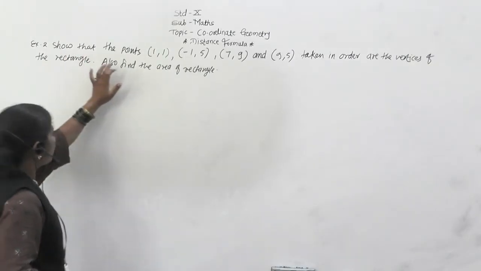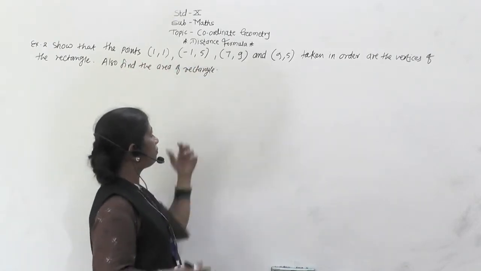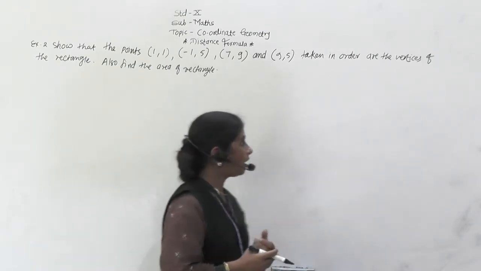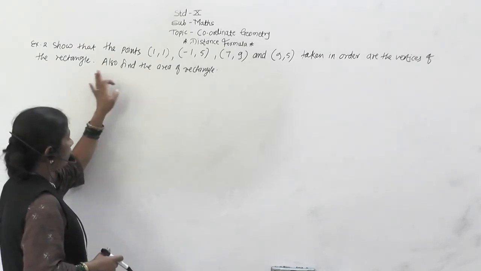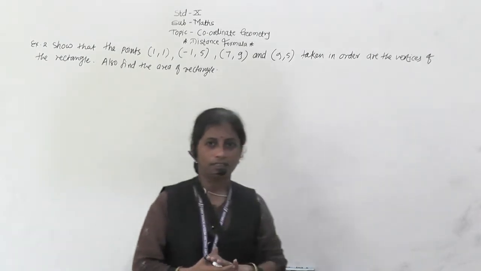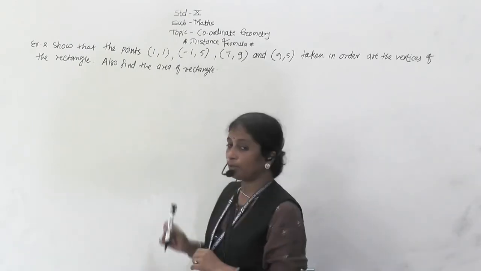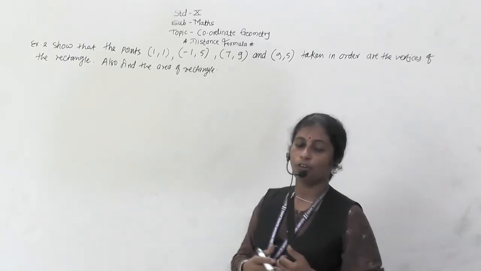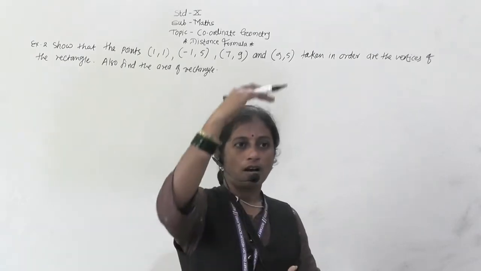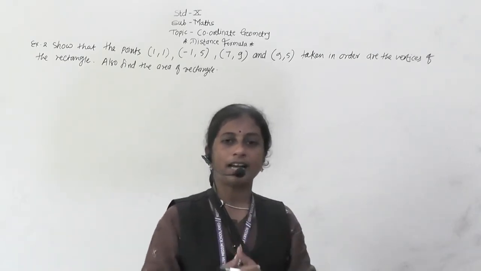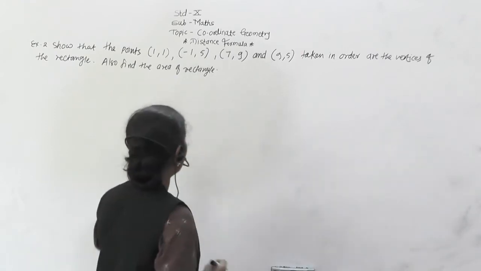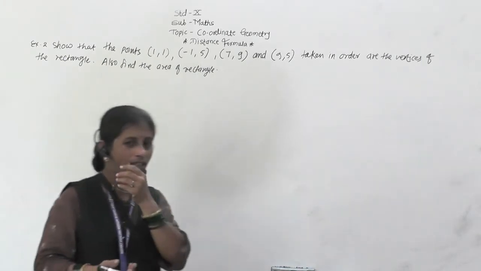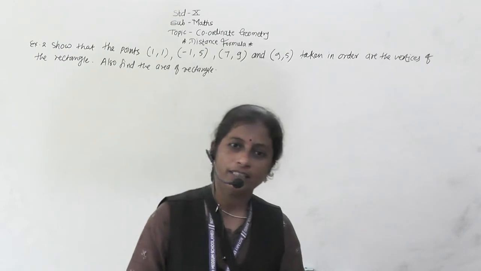But we can show that the points 1, 1, minus 1, 5, 7, 9, and 9, 5 are the vertices of the rectangle. Also find the area of the rectangle. Okay. Now this example we have written on the blackboard. In order to show that these are the vertices of the rectangle, what we have to show? We have to show that opposite sides are equal and the diagonals are equal, then it shows that these are the vertices of the rectangle. And everyone knows the area of a rectangle. Correct. Area of rectangle equals length into width, right?